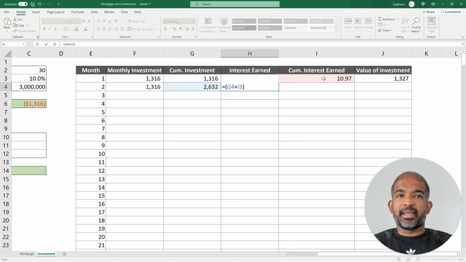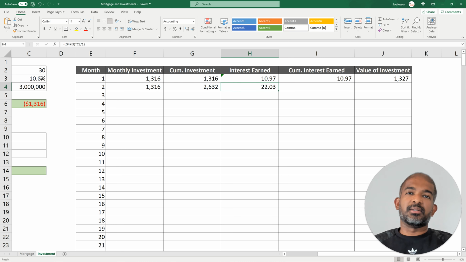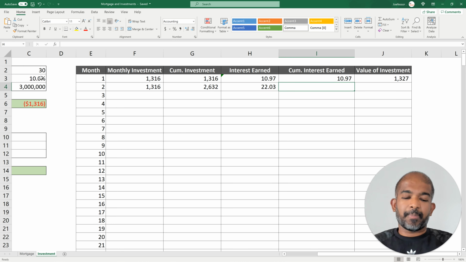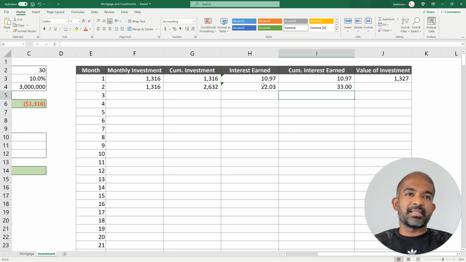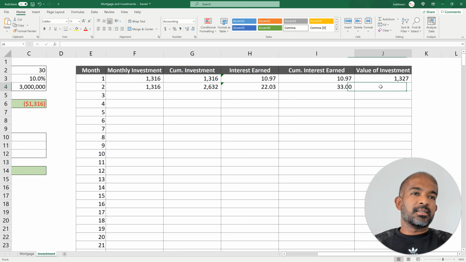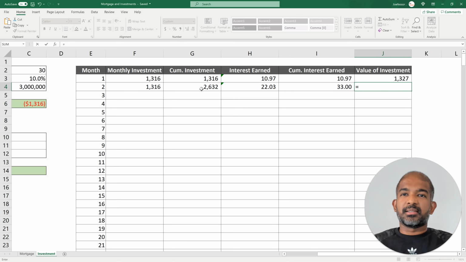I add the interest earned so far plus the investment so far, and that grows at 10% per year. So divided by 12 gives you the interest earned during that month. Okay, so what's the cumulative interest earned so far? The interest earned in the first month plus the interest earned in the second month. Okay, what's the value of our investment now? Again, it's the overall cumulative investment plus the cumulative interest.